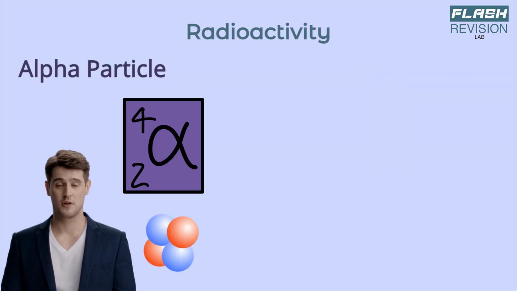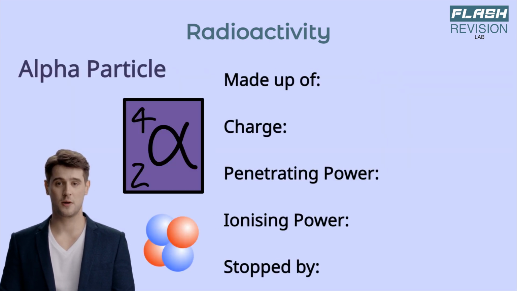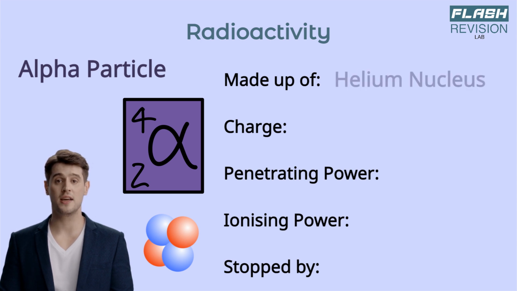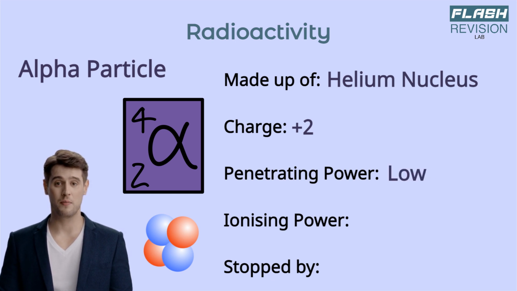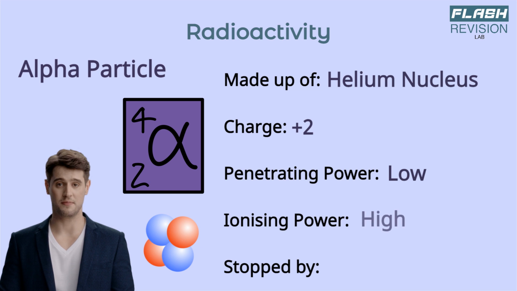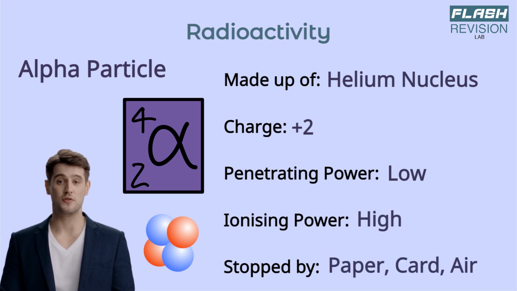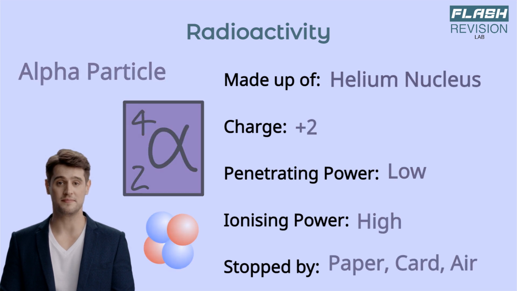The first are alpha particles, which are a small bundle made up of 2 neutrons and 2 protons, with a mass number of 4 and a proton number of 2. These particles are actually the same as helium nuclei, which have a charge of +2. They don't travel far and can't penetrate materials very well, but they excel at knocking electrons off atoms. Alpha particles can't pass through paper, card, or a few centimeters of air.